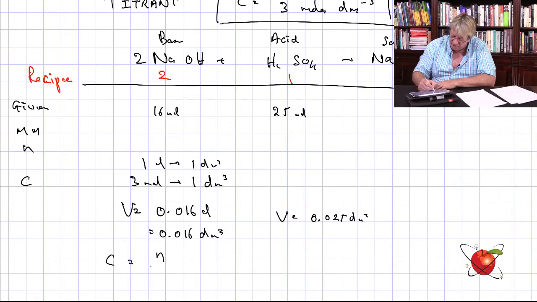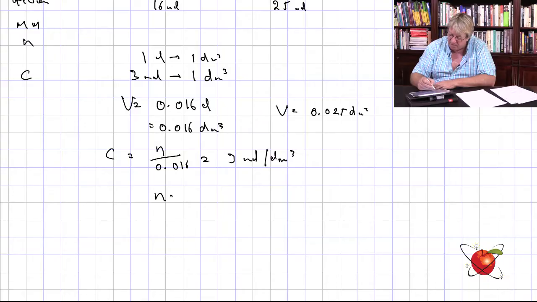But now we've got 3 moles in there. So how many moles have we got in there? We now have to work it up. We say to ourselves, the concentration is going to be equal to N over 0.016. Concentration is number of moles over 0.016, and the concentration was 3 moles per cubic decimeter, right? So if we do that calc, I can now work out the number of moles: 0.016 times 3 is going to be 0.048.